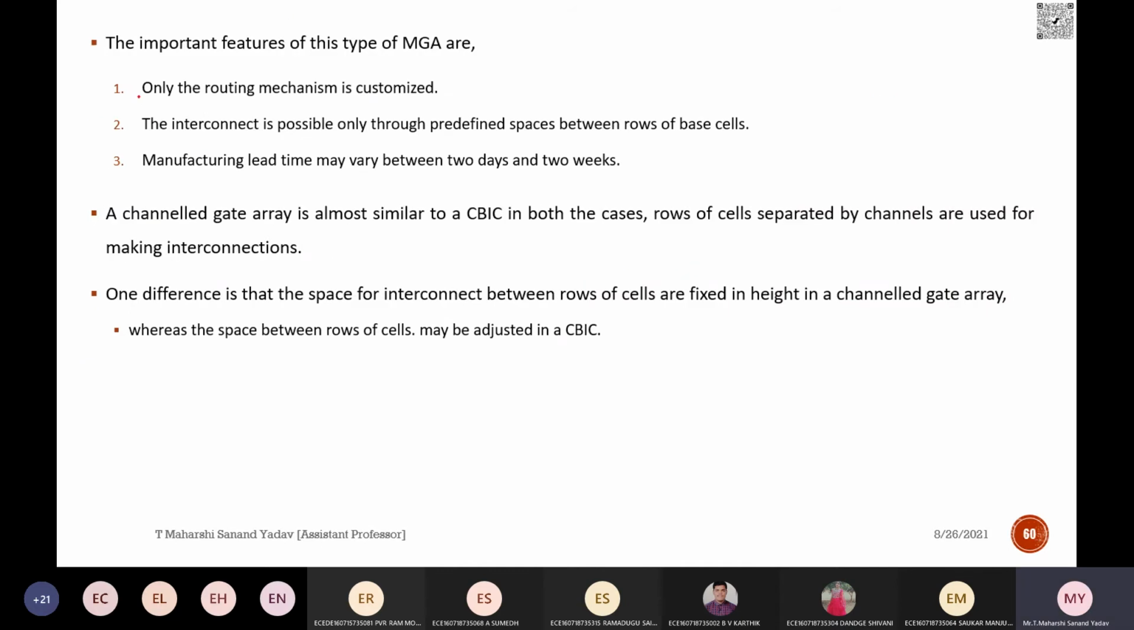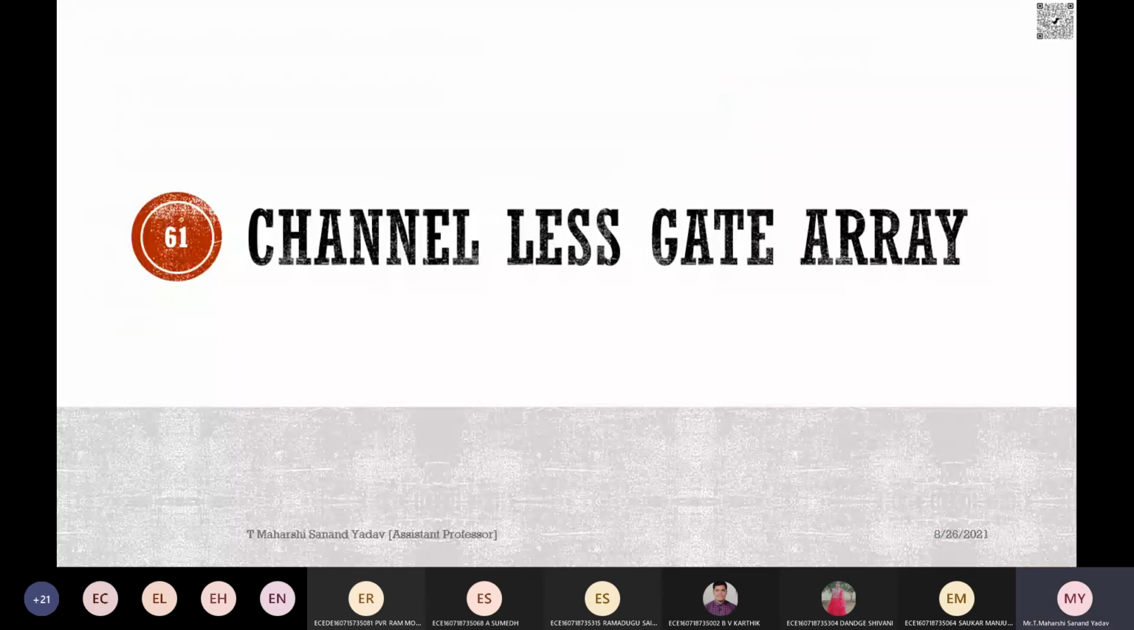Some of the features: only the routing mechanism is customized. The interconnect is possible only through predefined spaces between rows of base cells. Just now I told you, these are rows of base cells, and the empty space is called a channel, which can be used for routing. Then what will happen for channel-less?